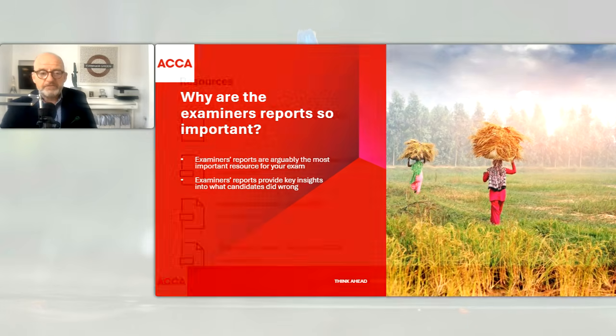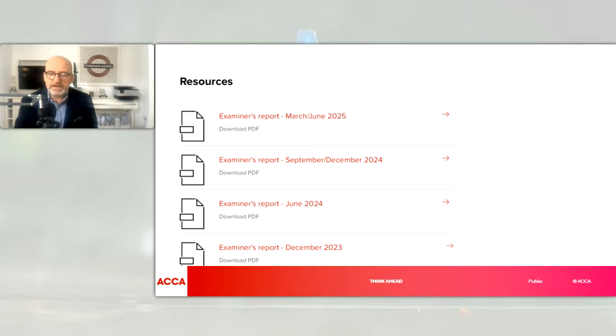So please, if you're not familiar, you can look at the examiner reports on the ACCA platform. They go back a few years. If you read them in a lot of depth, like I do, you'll see that a lot of them repeat themselves. And the reason the examiner repeats himself is that people don't take notice of them. So please, please have a look.